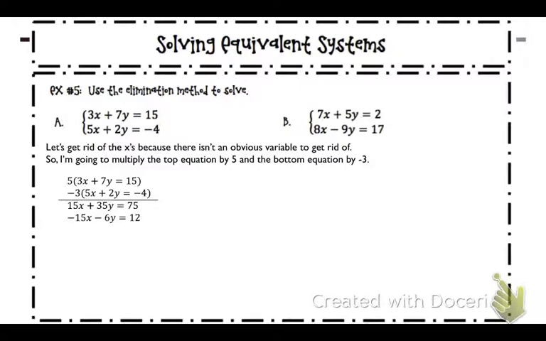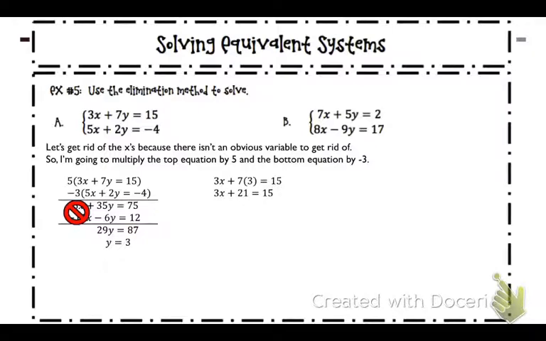Now I'm going to add those. Those cancel. I get 35y minus 6y equals 29y, and 75 plus 12 equals 87. Divide by 29. 87 divided by 29 is 3. Now I'm going to just plug that back into one of my two equations. I just picked the top one because when there's not really an obvious one to pick, I always pick the top one.